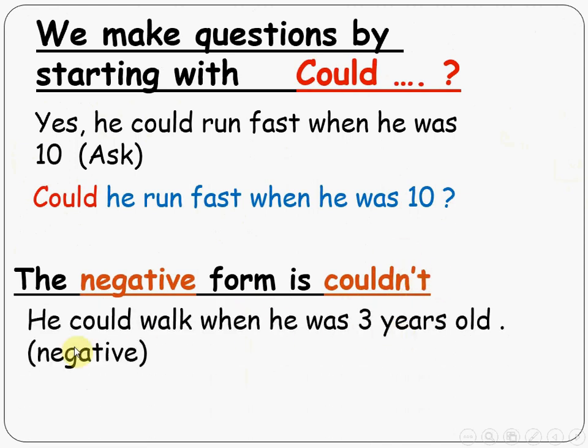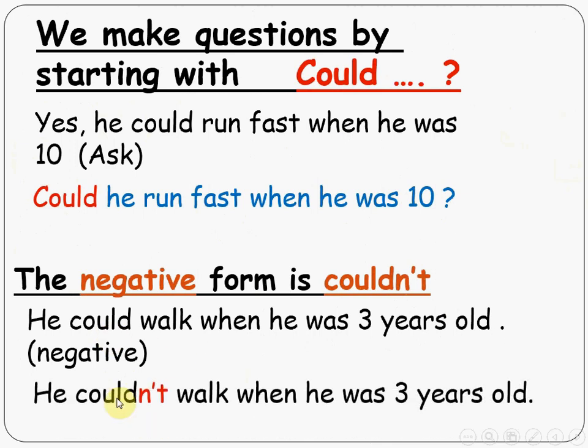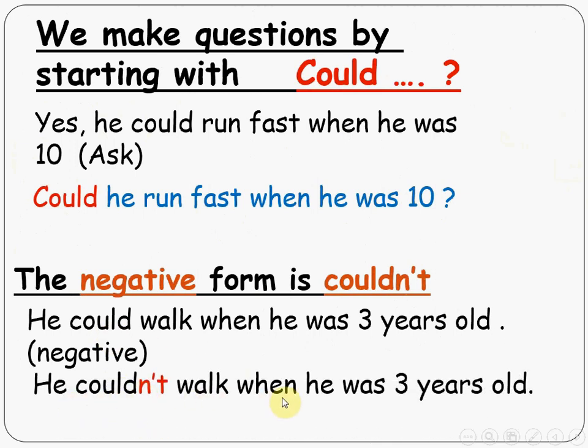For example, he could walk when he was 3 years old. Notice here the sentence is in the past, when he was 3 years old. So here let's turn it into negative. Here the negative form of could is, excellent, couldn't. So here, he couldn't walk when he was 3 years old.